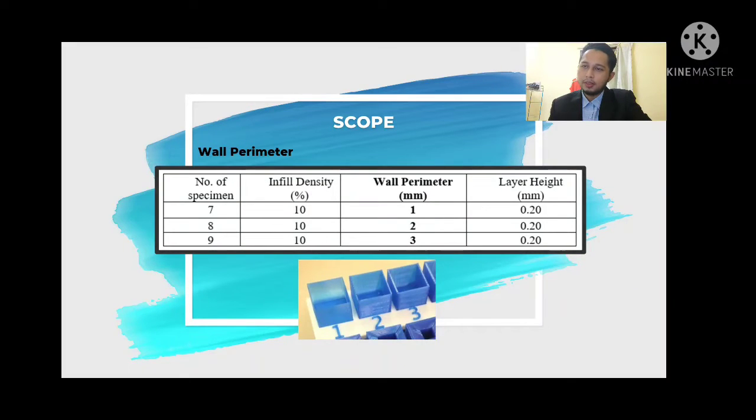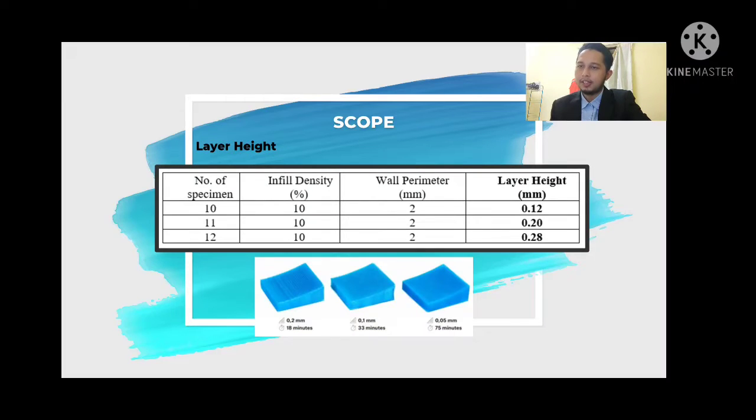For wall perimeter, the settings are 1 mm, 2 mm, and 3 mm. The infill density is set to 10%, while layer height is set at 0.2 mm. For layer height, the settings are 0.12 mm, 0.2 mm, and 0.28 mm. The infill density is set at 10% and wall perimeter is set at 2 mm.